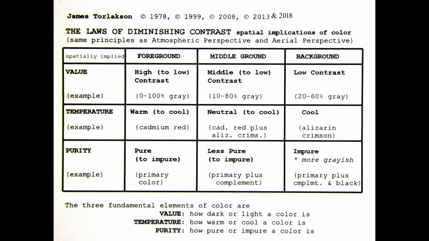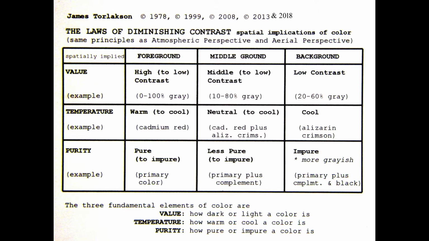What I have here, and why I've got it copyrighted, and I have to give myself credit, this is probably the highest level of genius in my teaching, is a chart where across the top I've divided it into space: foreground, middle ground, and background. And then vertically down the left column, I've divided color into its three primary components: value, temperature, and purity. And as you look at where those horizontals and verticals intersect, that tells you what you could expect.